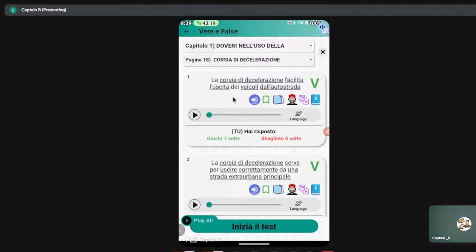They will not be very different. A little different is that this one is used to come out or exit the autostrada. Now it was used to enter the autostrada. Remember? Okay, good. Now, decelerazione.